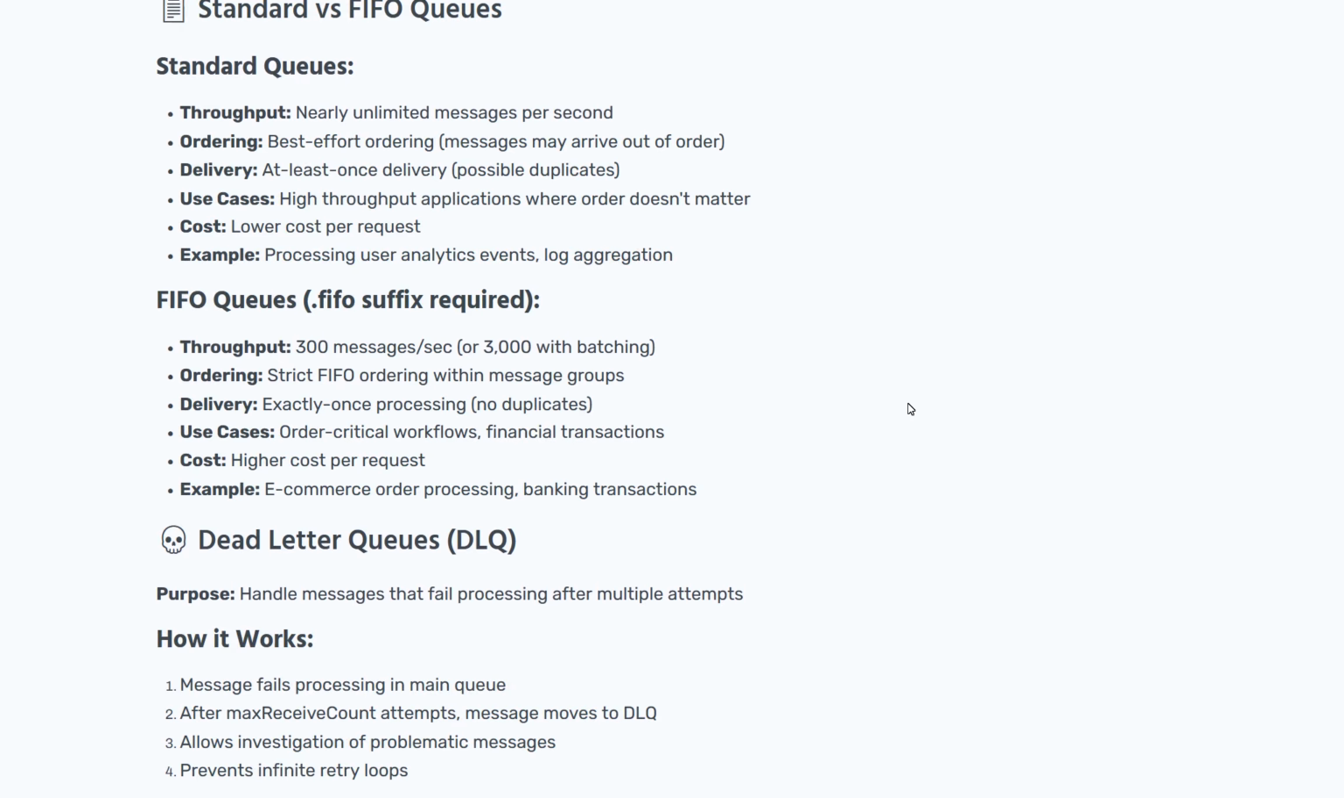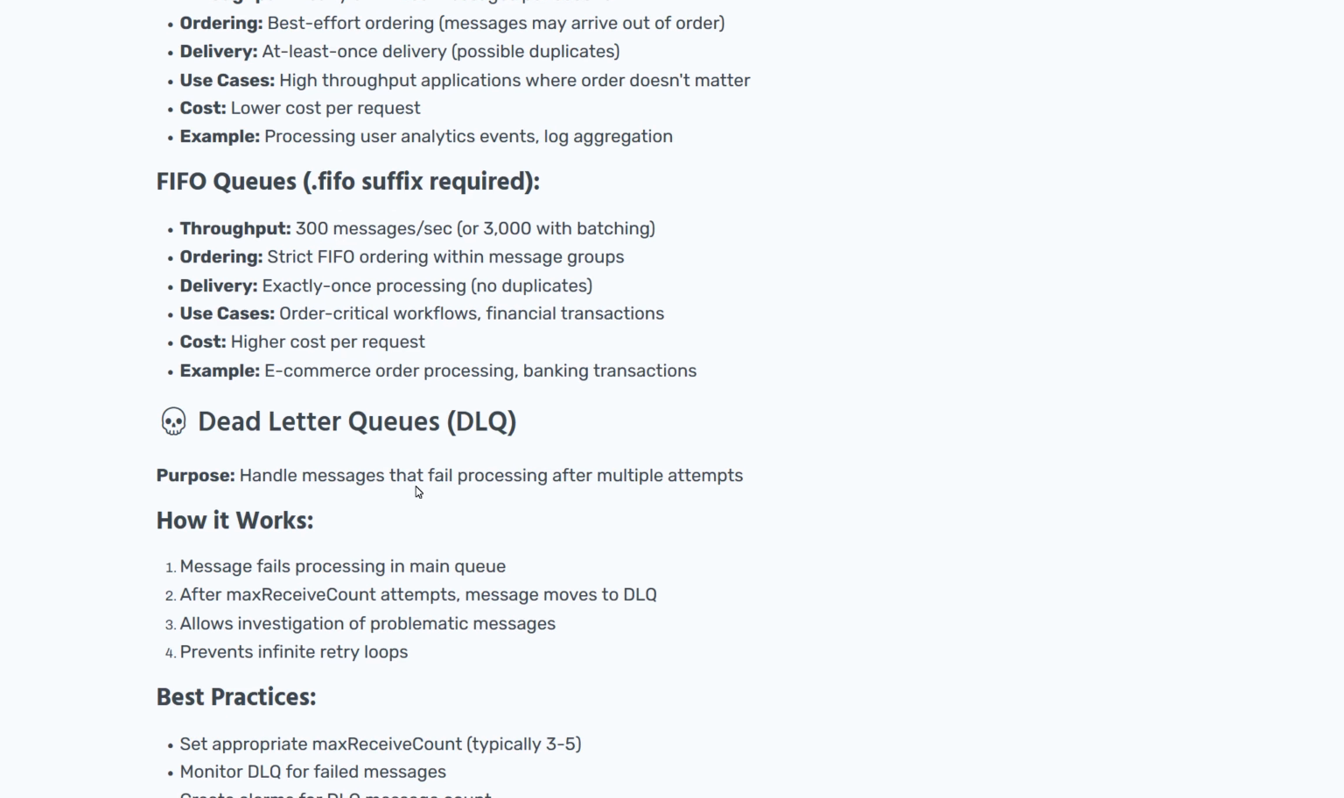Then the other one is first in, first out. Throughput is 300 messages per second, or 3000 with batching, so that is not unlimited in FIFO. Ordering is strict FIFO within a message group, so first come, first out. Delivery is exactly-once processing, with no duplicates here. Use cases are order-critical workflows and financial transactions, with a higher cost per request. Examples: e-commerce order processing and banking transactions. You can't have a duplicate banking transaction; it's only one.